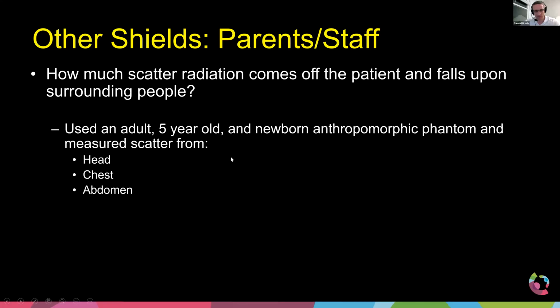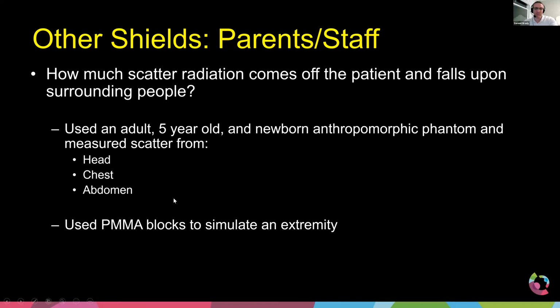This is work that Keith Strauss and I did at our institution. We took our anthropomorphic phantoms. Once again, we have the adult, the 5-year-old, and the newborn, so we're testing this across different body sizes. We measured the amount of scatter coming off of a head, a chest, and an abdomen/pelvis when doing a radiograph. Because these phantoms, as you may recall, don't actually have extremities, we had to use some really simple PMMA blocks to simulate the extremity.